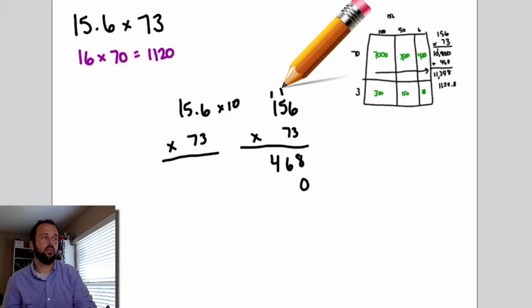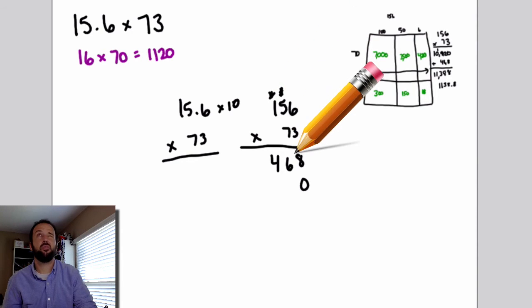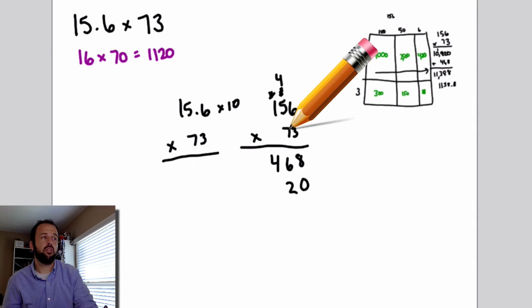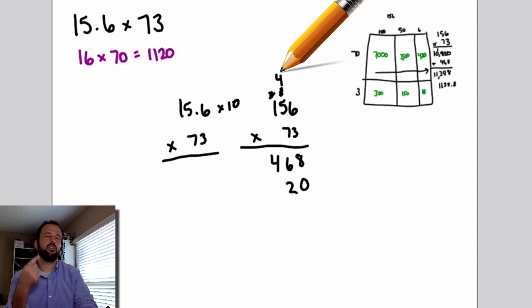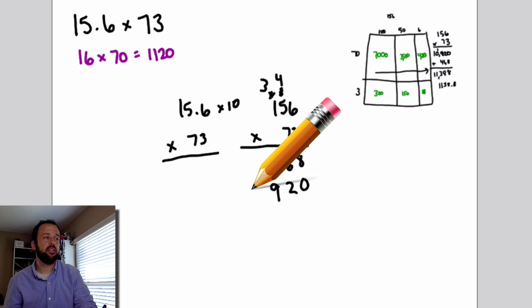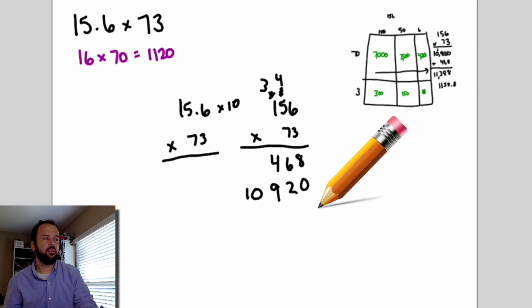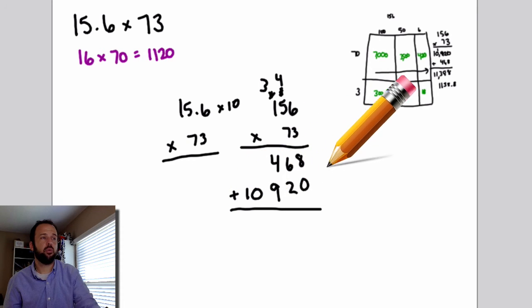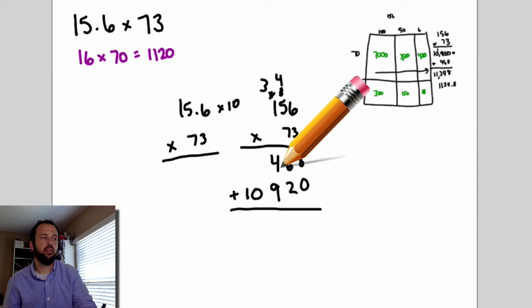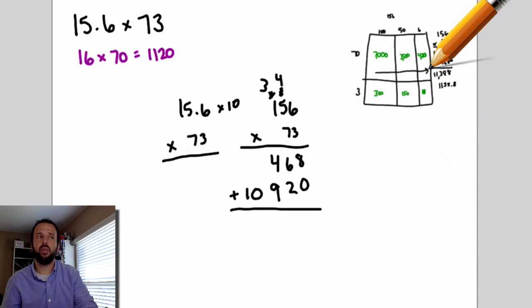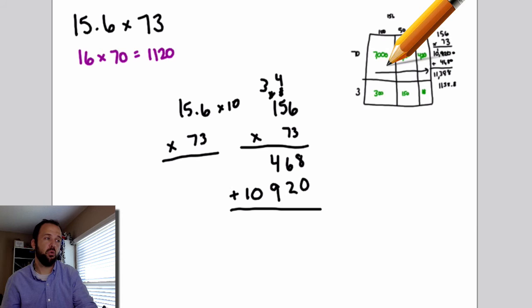Then I'm going to do, actually I'm going to cross out these guys first so I don't accidentally use them again. And I'm going to do 7 times 6, which is 42. Put the 2 down here, carry my 4. 7 times 5, which is 35, plus 4 more, 36, 37, 38, 39. And then 7 times 1 is 7, plus 3 more would give me 10. Awesome. Now, if I look up in my area model here, 10,920, right there. 468, right there. Same partial products, just 2 different ways to get to that answer. Cool.